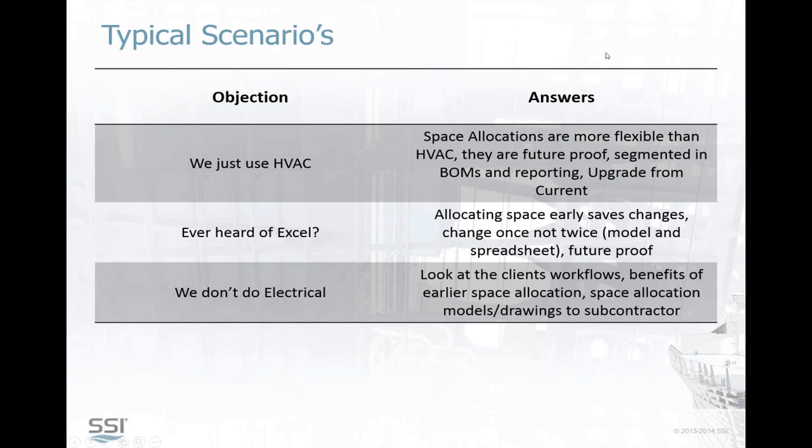A lot of organizations just use basic Excel. Allocating space early saves changes: change once, not twice. So model, instead of... the old cliche is, if you don't have time to do it right the first time, you better have time to do it twice. So the idea is to do more complete design earlier on. And then, of course, if you don't do electrical, you could look at the client workflows, the benefits of early space allocations at the very least, and some of the model drawings to at least initiate that design.